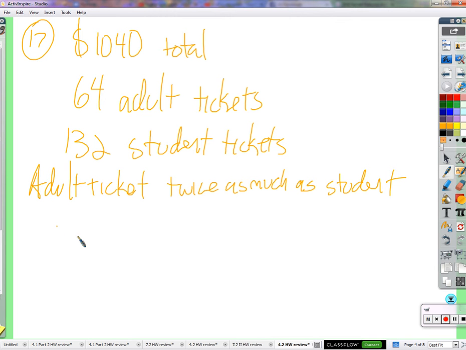Write a system of linear equations that represents the situation. We should probably have a couple of variables. We could call them anything, but x and y are pretty standard. So what can x represent? What about the adult tickets? How much they cost, not how many were sold, because we already know that. So x should represent the cost of an adult ticket, and y should represent the cost of a student ticket.